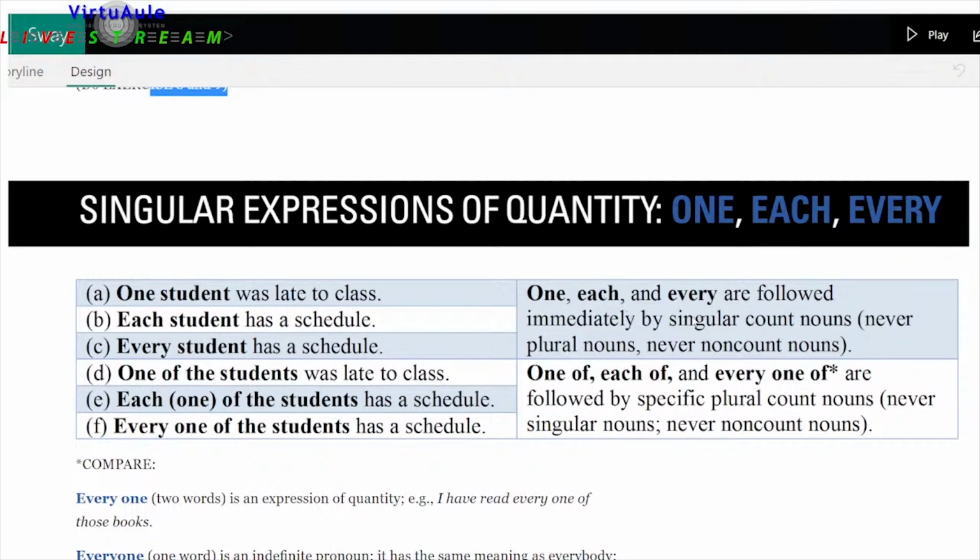One, each, and every are followed immediately by singular count nouns. Never plural nouns, never noncount nouns, because they are considered singular. One of, each of, and every one of are followed by specific plural count nouns. Never singular nouns, never noncount nouns. One of the students was, so that's singular. Each one of the students has, singular. Every one of the students has.